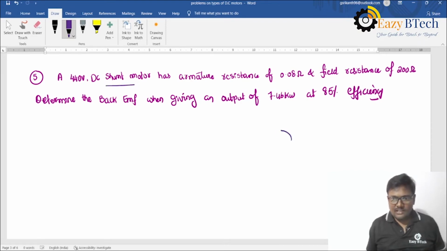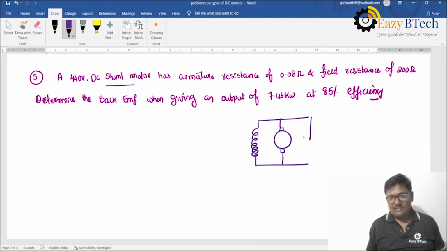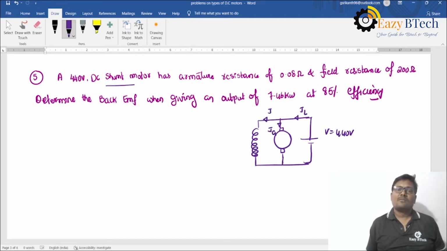So I am drawing the diagram of a DC shunt motor. This is the armature. The field winding is connected in parallel with the armature. The voltage is 440 volts. The current drawn from the supply is the line current. The current flowing through the armature is IA. The current flowing through the shunt field winding is ISH. Same story, RSH.